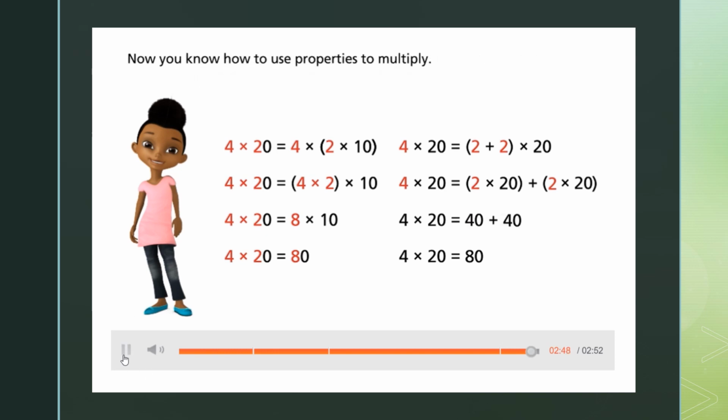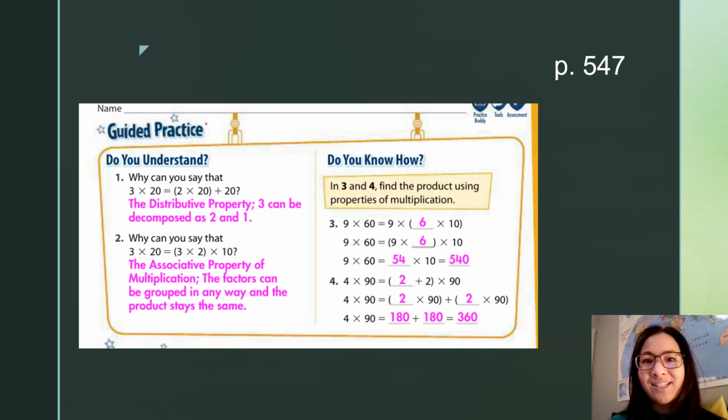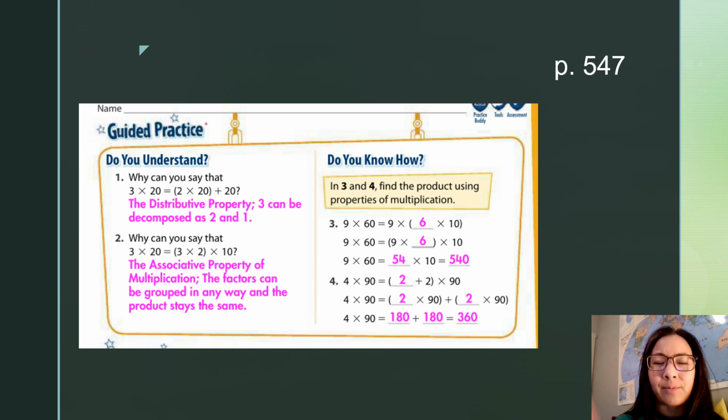Now you know how to use properties to multiply. Great job! We'll get some practice. I've decided to walk you through the steps of guided practice for 10-2 on page 547 by showing you the answer key from the teacher's guide. I just think seeing these examples will help make the concepts a bit more solid in your mind before setting you off to do independent practice.